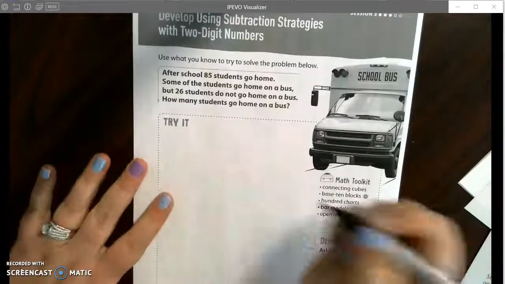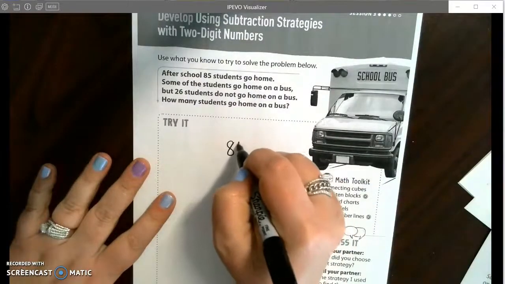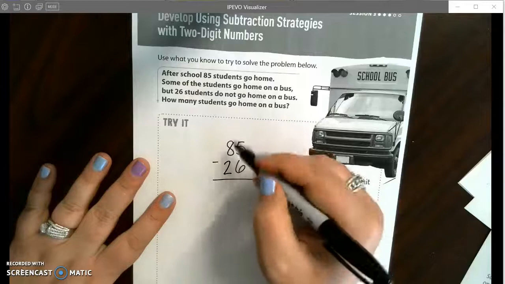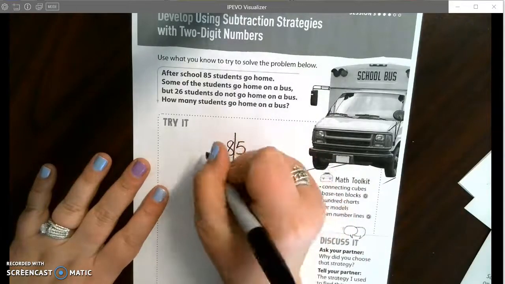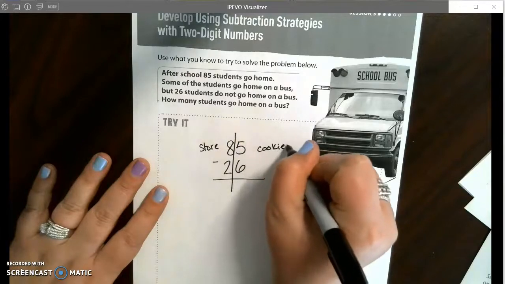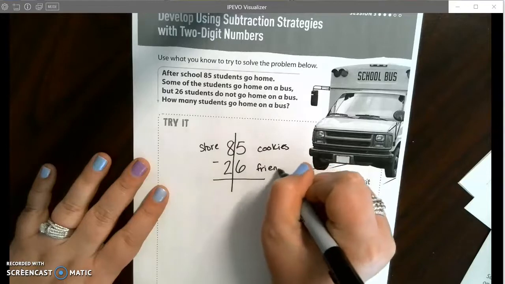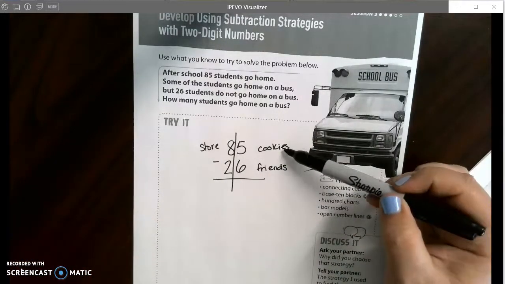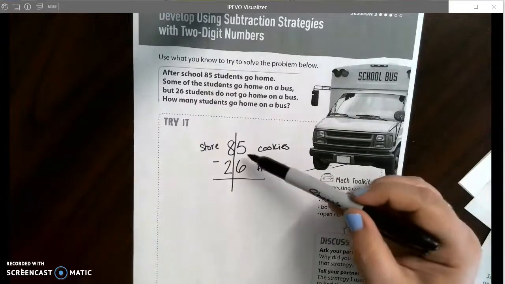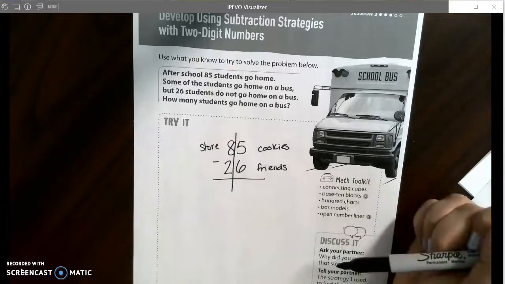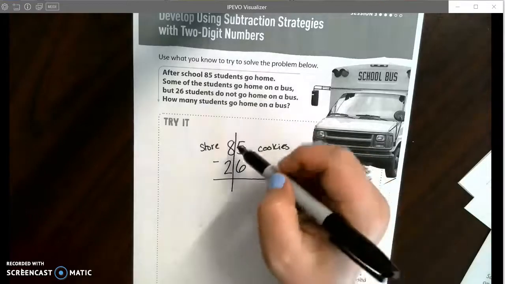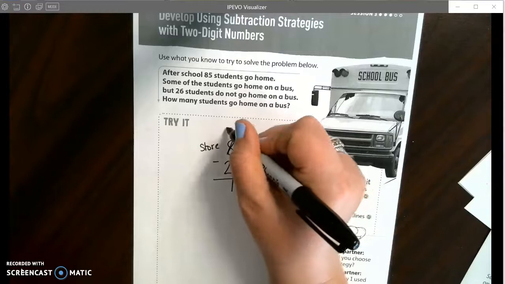Let's say we set this problem up cookies and friends way. So we have 85 minus 26, right? And we line this up. Well, remember that this is the store, this is the cookies, and this is the friends. Do I have enough cookies to give one to all of my friends? I do not have enough cookies. I need 6 cookies, but I only have 5. I have to go to the store. I cannot just buy 1 cookie from the store. I have to buy an entire pack of 10.